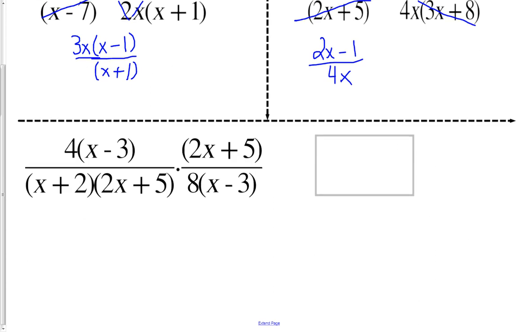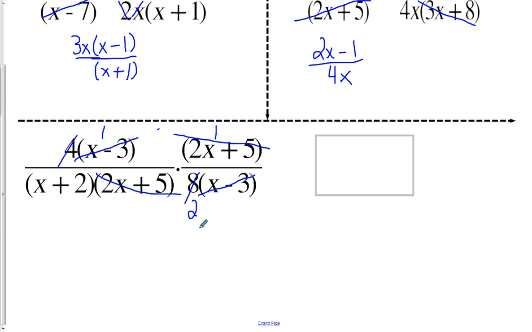Next one. Let's see what cancels here. 4. We've got 4 goes into 8 twice. So cancel. Divide by 4, I get a 2. X minus 3. There's our cancel there. And 2x plus 5. There's our cancel there. And what's left? These all canceled. So as a reminder, we have 1 left over. You don't need to write both, but as an example, 1 times 1 is 1. On the bottom, we've got x plus 2 and 2.